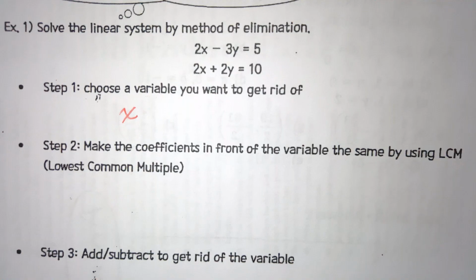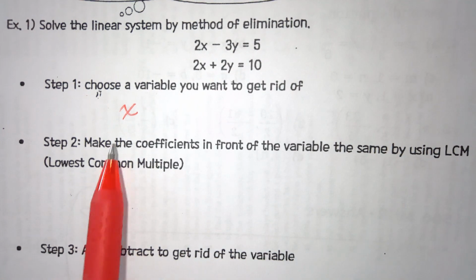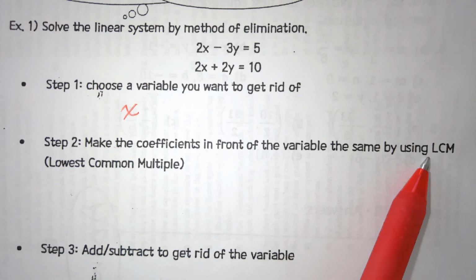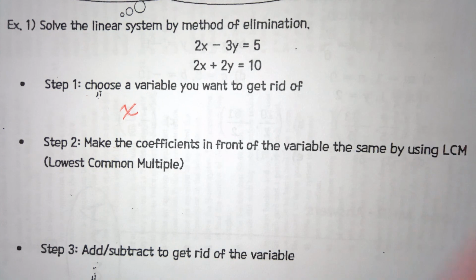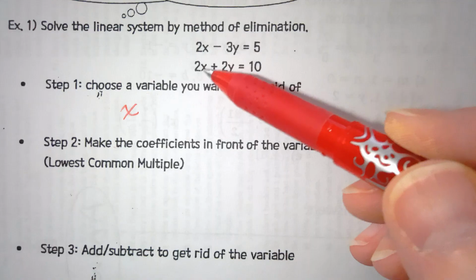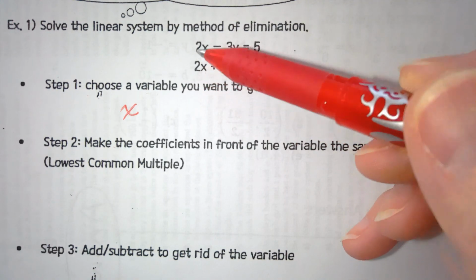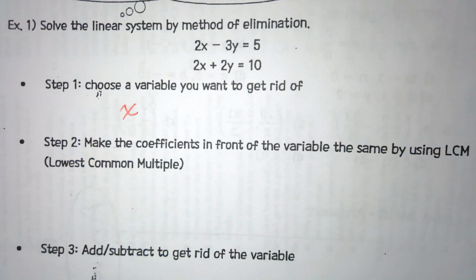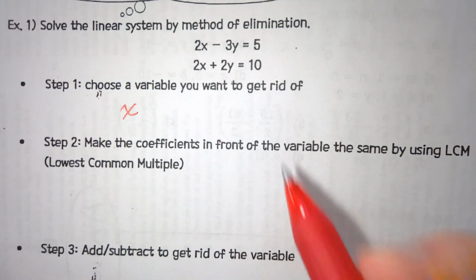Second step is make the coefficient in front of the variable the same, using the lowest common multiple. So notice right here, this is 2x and this is 2x. So the number in front of the x is already the same. That's what you want to do. In this case, it's already done for you.